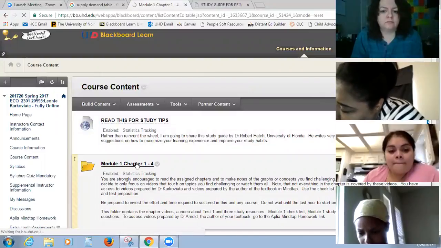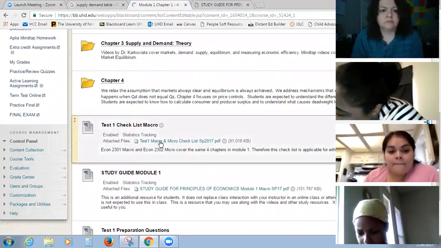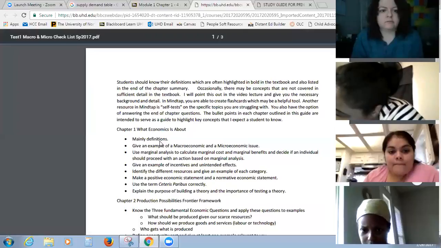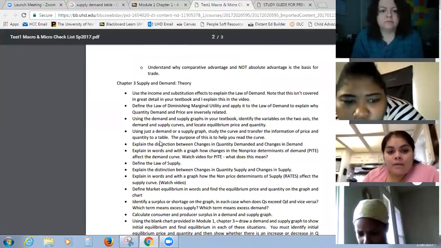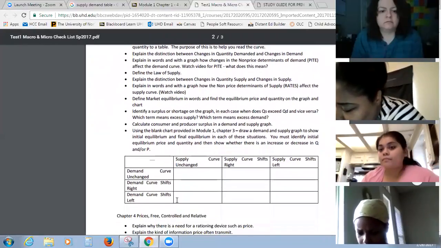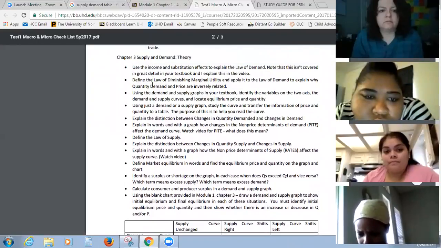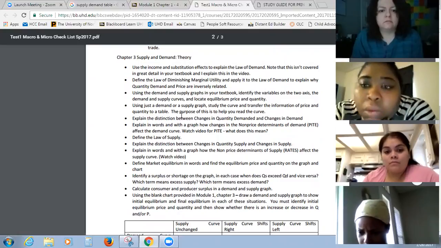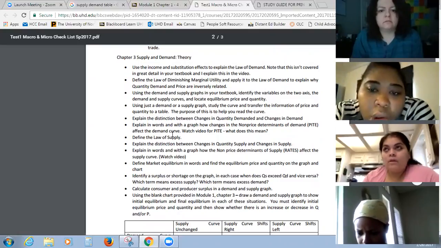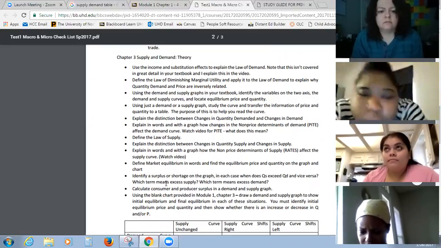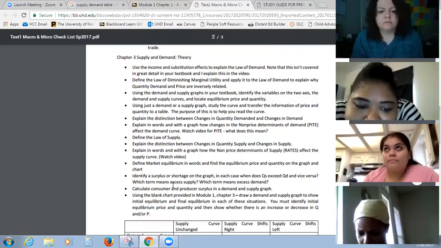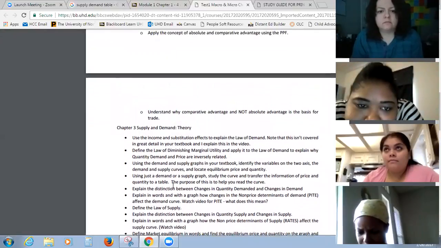Let me make sure. Checklist. In here, she talks about change in supply and demand, using income, define law of diminishing, using the demand supply graphs in your textbook, identify the variables of two axes, using table of supply, explain the distinction, explain in words graph, define the law, explain in words, identify surplus, calculate surplus. Does she not have them listed? Rationing devices.